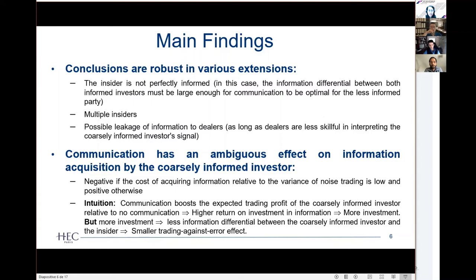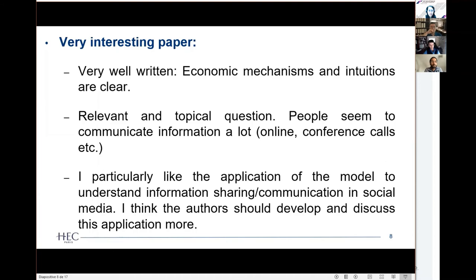Okay, so what are my comments? I found the paper very well written. The economic mechanisms and intuitions are very clear. The question is obviously relevant and topical. And I particularly like the application of the model to understand information sharing and communication on social media. And my main comment here is that maybe you should develop even more this application.